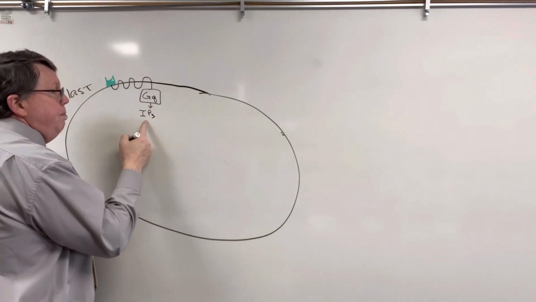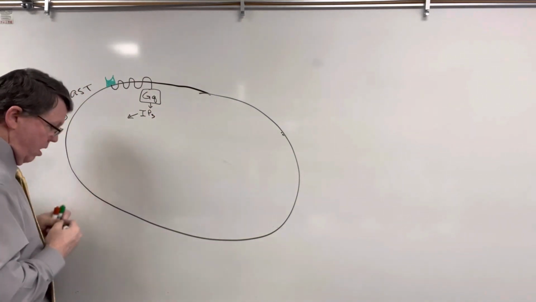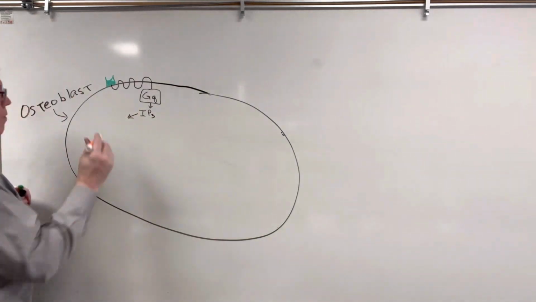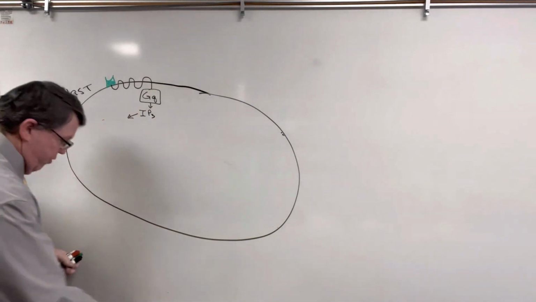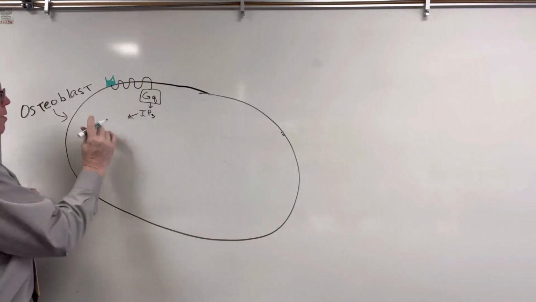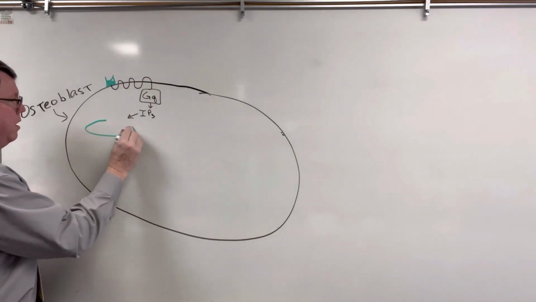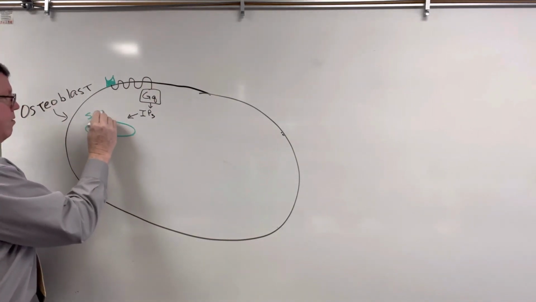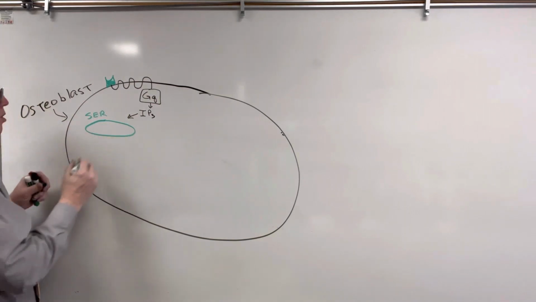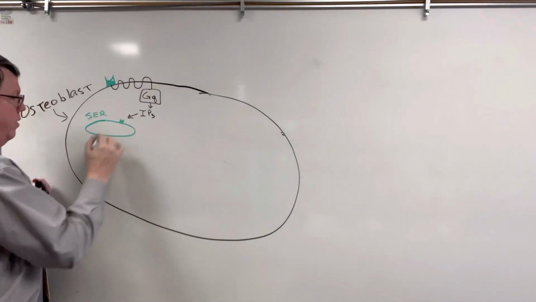The IP3 then, remember, is going to come over to basically our smooth endoplasmic reticulum. So this is our smooth endoplasmic reticulum. And what it's going to do is bind onto here.